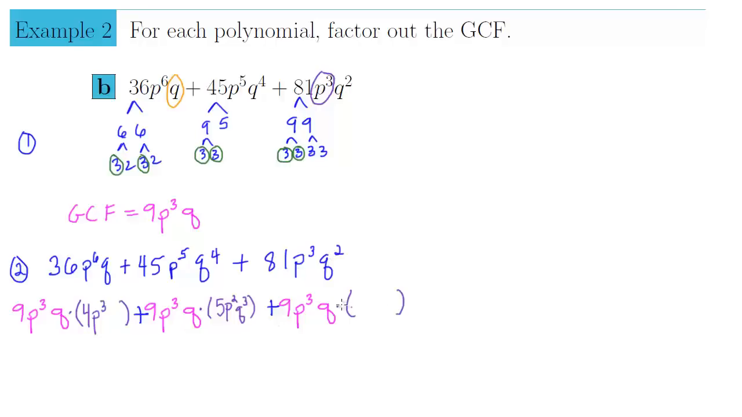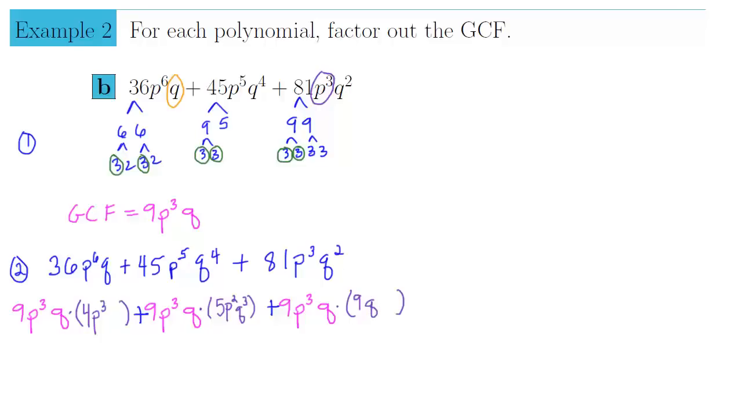Then on to the last term, what do you multiply 9 by to get 81? 9. What do you multiply p cubed by to get p cubed? 1. Okay, but we won't even write the 1. What do you multiply q by to get q squared? Q times q is q squared.